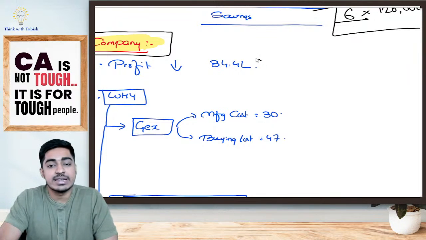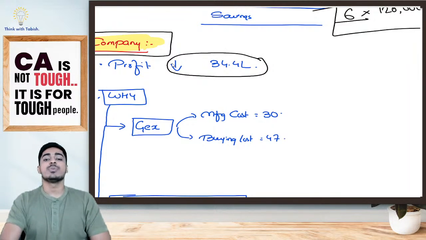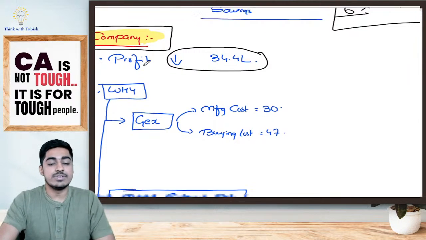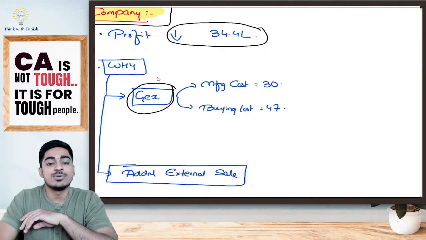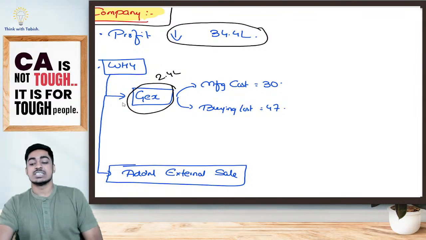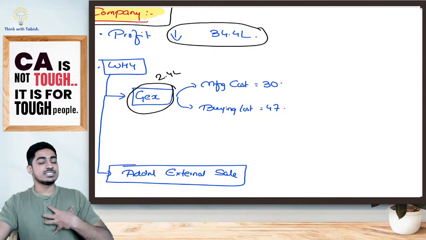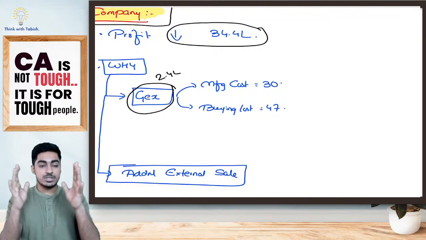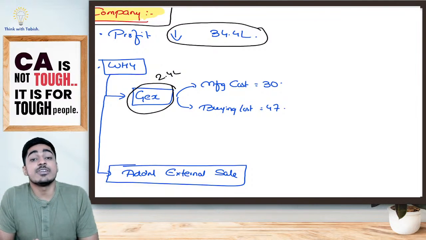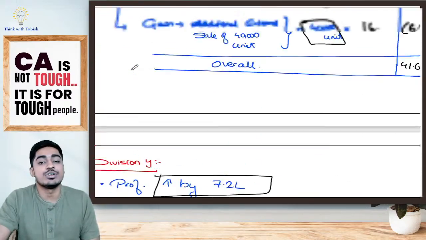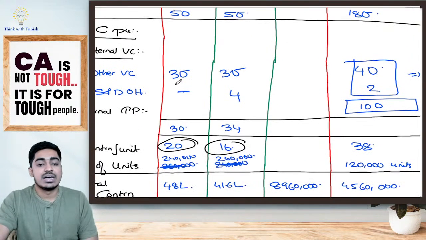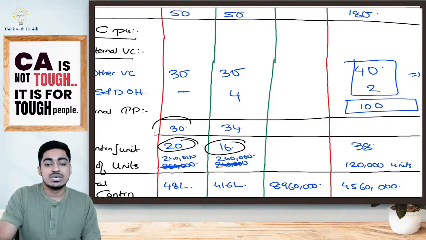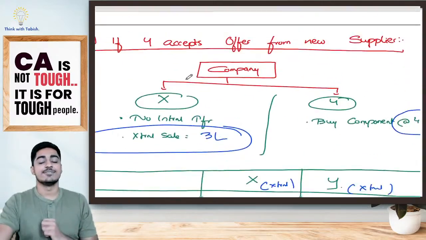Company as a whole, what happened? We are telling, company as a whole, our profit went down by 34 lakh 40. We are asking why, what happened? Look at this. Previously, two impacts are there. In a year we wanted 2,40,000 JEX. Previously, we were manufacturing on our own. Now we are looking at it from the perspective of the company. Previously, when we were manufacturing JEX, how much cost were we incurring for 1 unit of JEX? We were incurring only 30 rupees. If you are doing it internally, our variable cost was only 30 rupees.